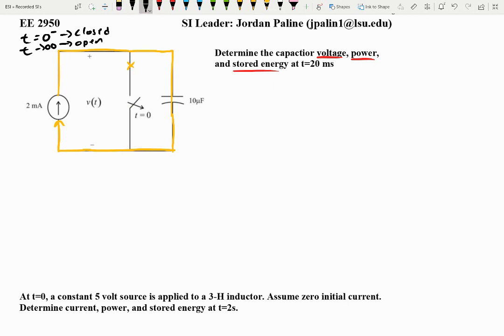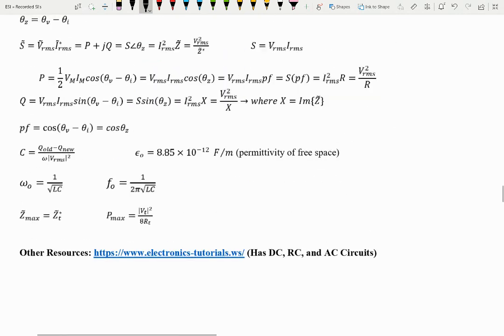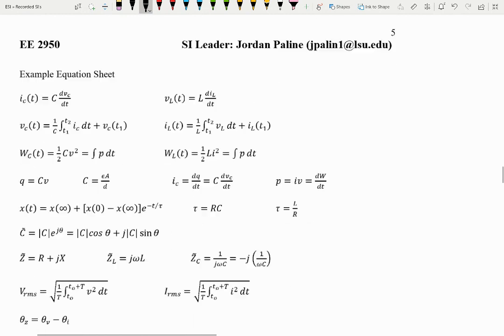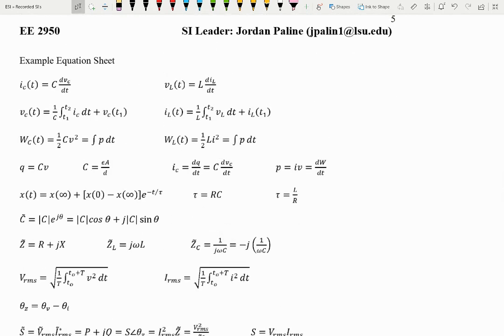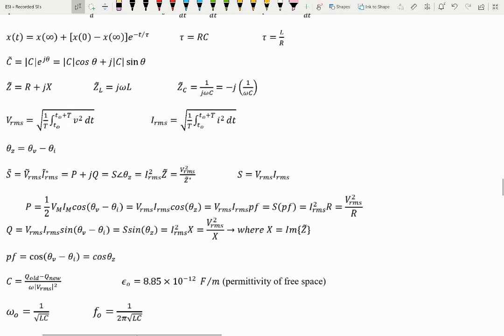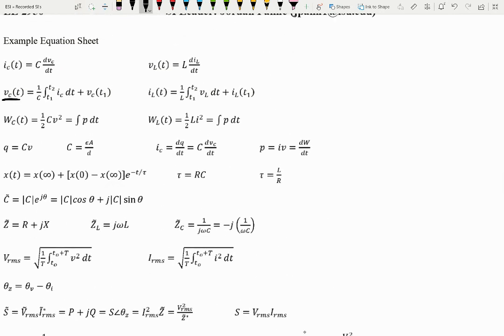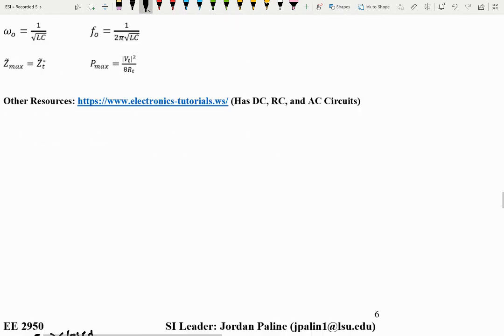So now we know the current, and it's going to be constant because it's a constant source here. There's no fluctuation. It's not AC, it's DC. Looking at our formula sheet that we had, it's attached on the fifth page of the sheet I'm sending out. We can see that to find the voltage, we'll use this V of C equation.